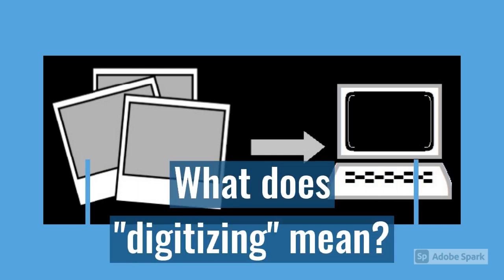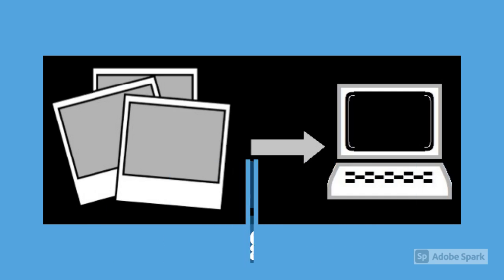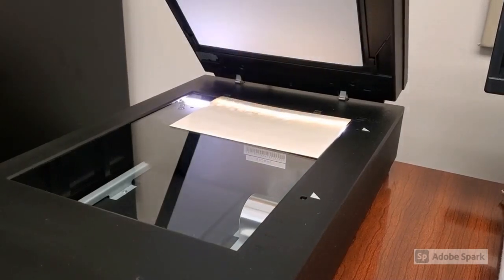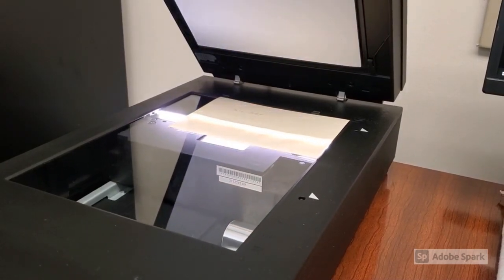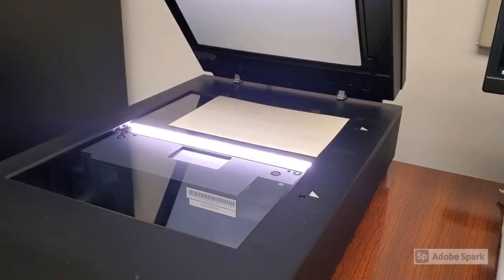Digitizing, or digitization, is the process of converting analog materials, like a hard copy of a photograph, into a digital format. Digitization is as simple as scanning the photograph on a flatbed scanner and then saving the image as a digital file.